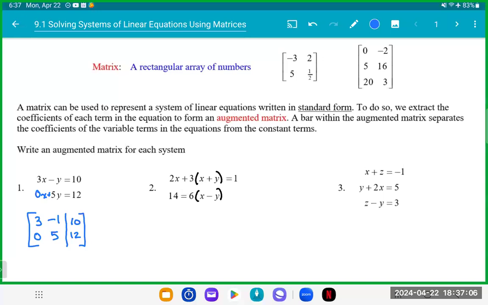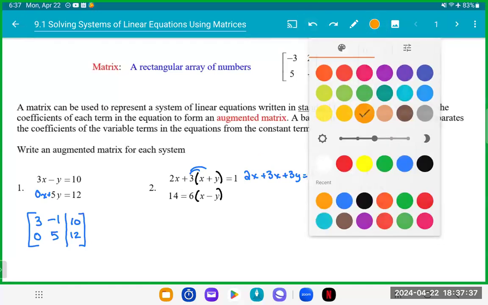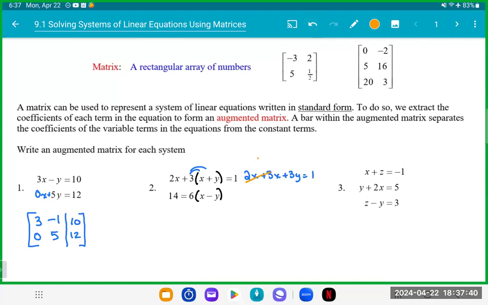So for problem number 2, you can see that we're not in our standard form. So we have to do that first. So we'll have to distribute this 3x to both of these pieces. And that's going to give me 2x plus 3x plus 3y equals 1. But we still have to simplify this portion here a little more to get us 5x. I'm going to write that in a different color. This right here becomes 5x.